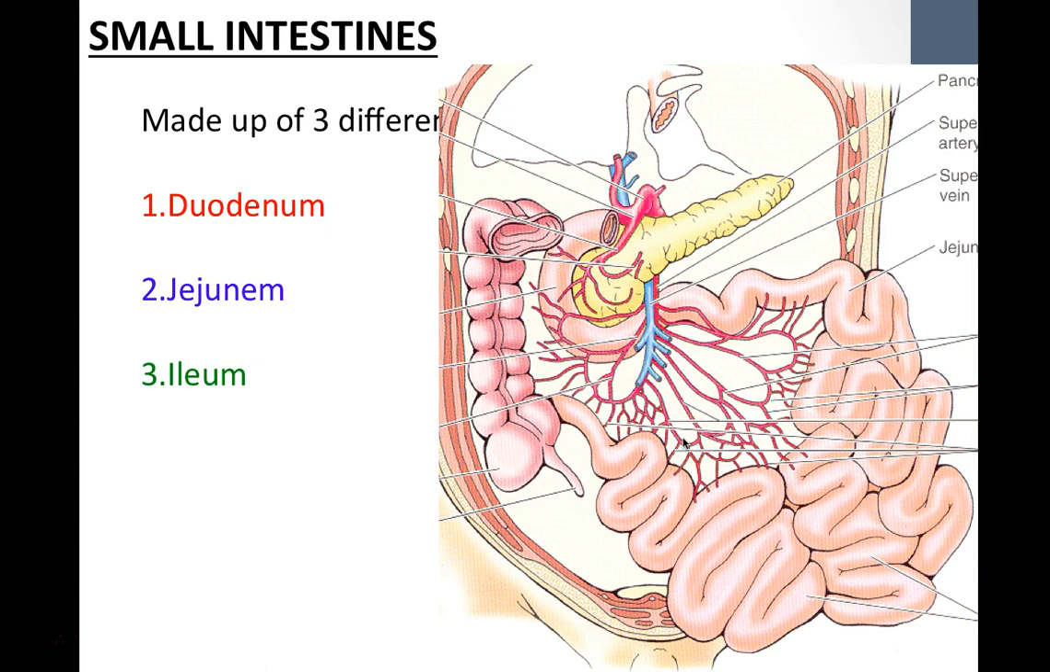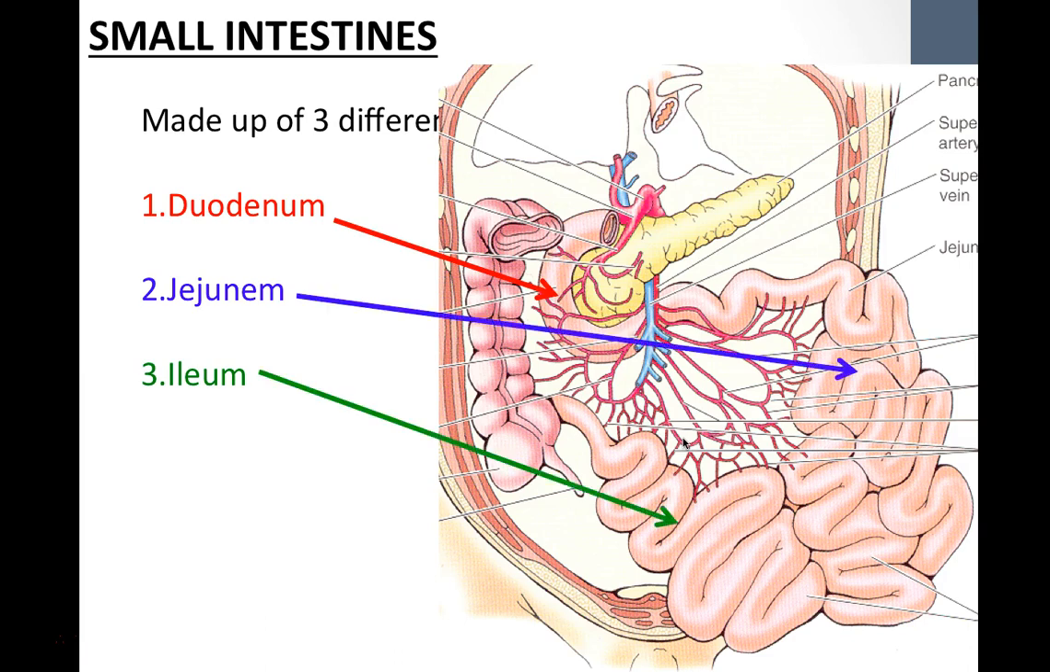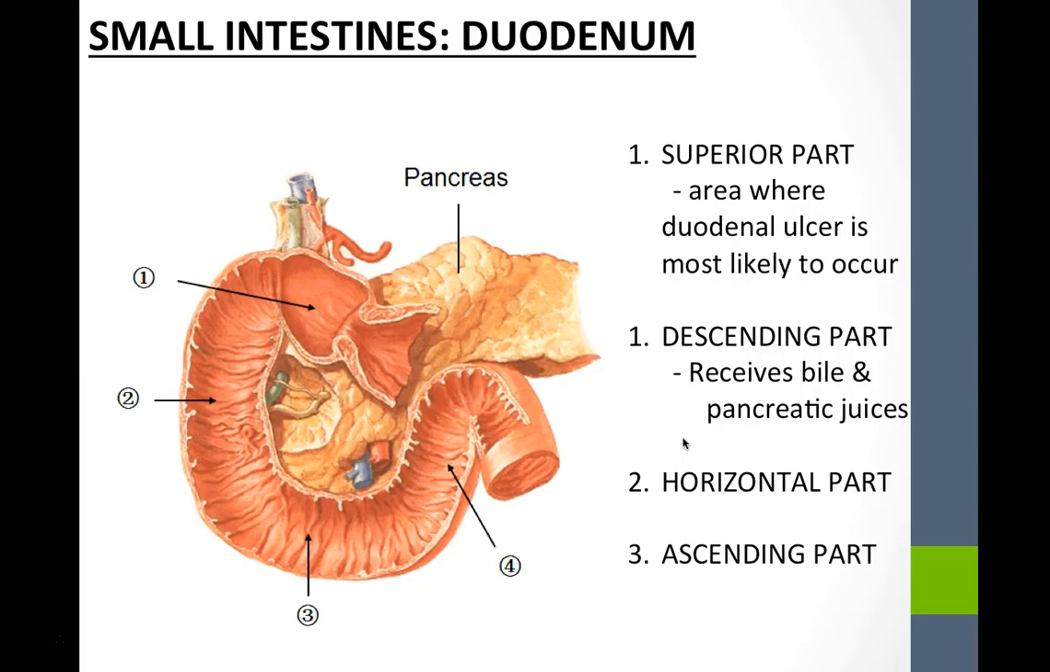So let's go over the three parts of the small intestines. We have the duodenum, the jejunum, and the ileum. So first we'll discuss the duodenum. It has 4 different parts.